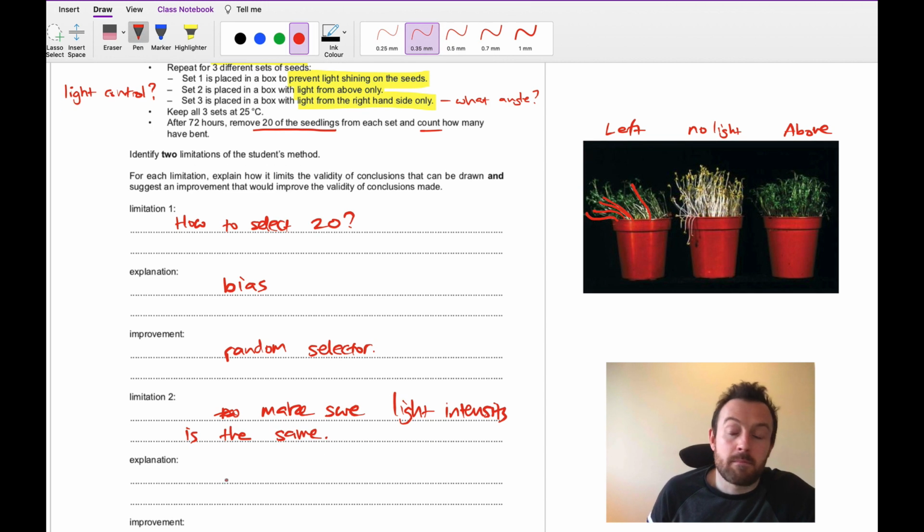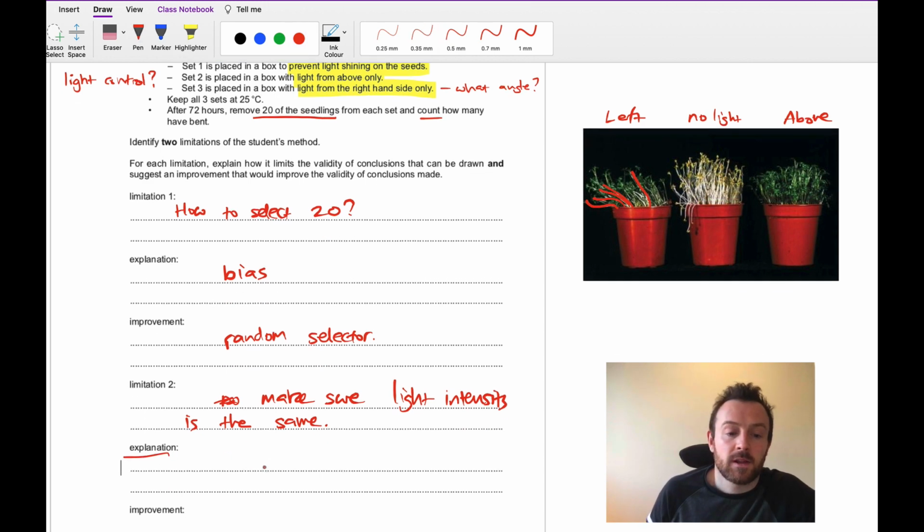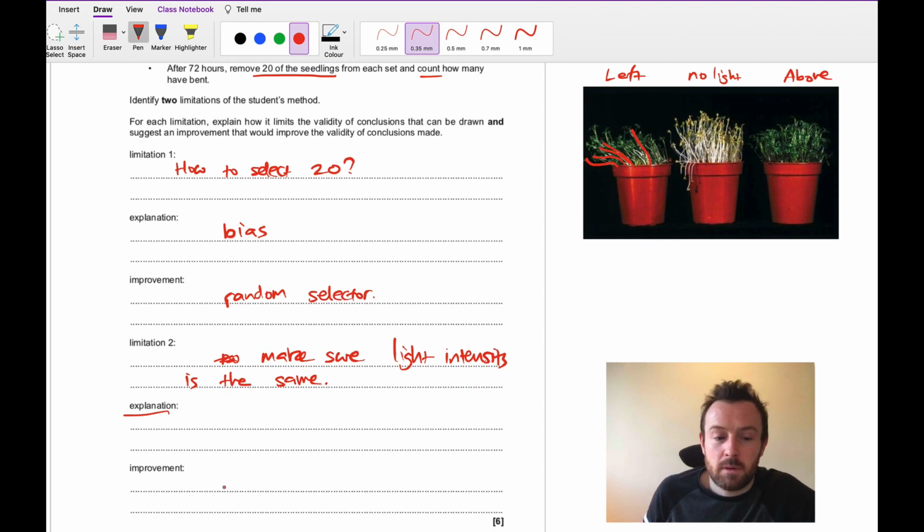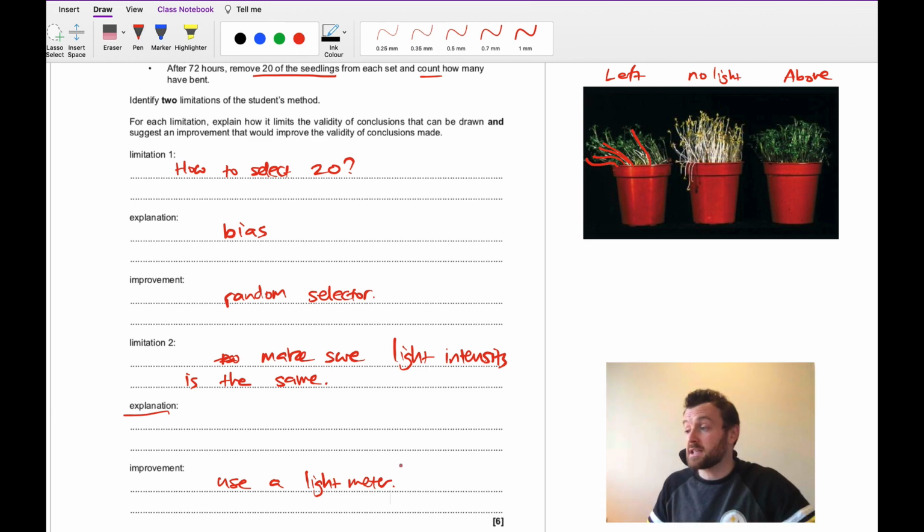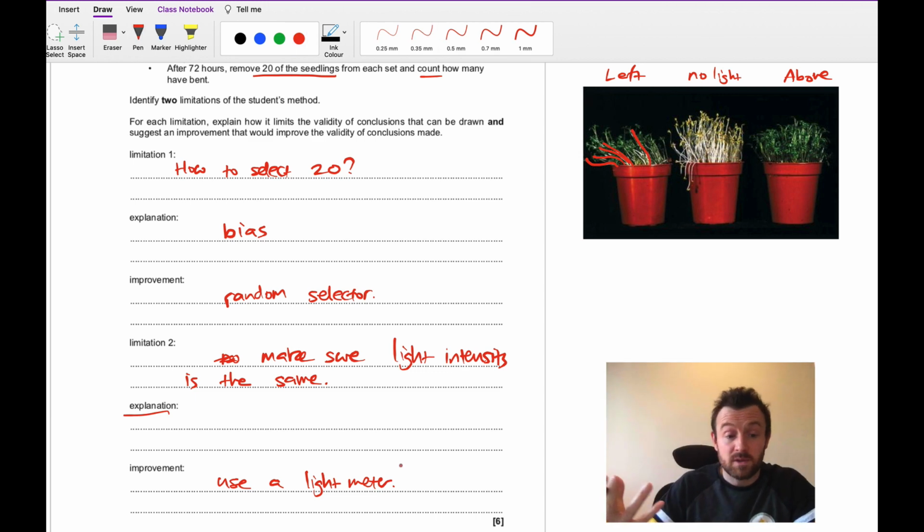So, the amount of light would affect the phototropic response is the explanation. And the improvement is, you maybe use a light meter to ensure that the light coming from the right is the same intensity as the light coming from above, or something like that.